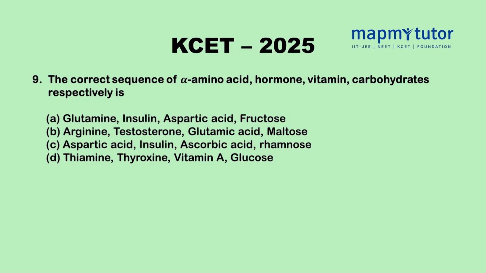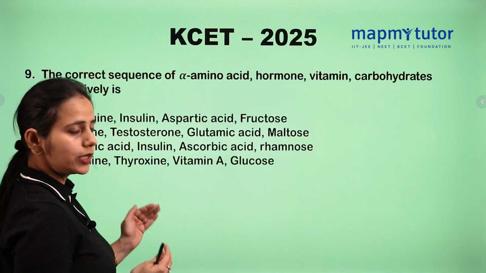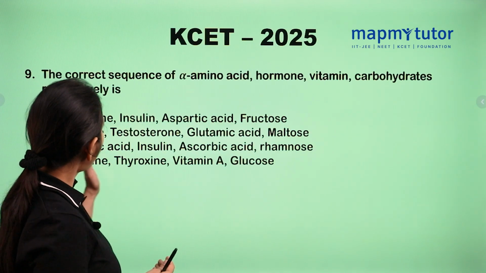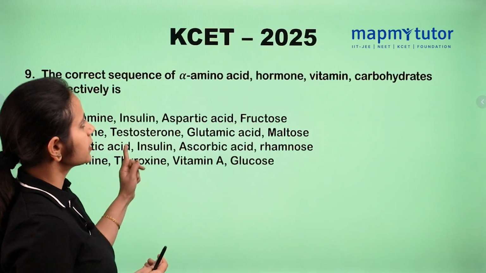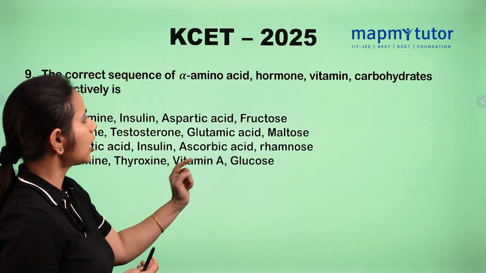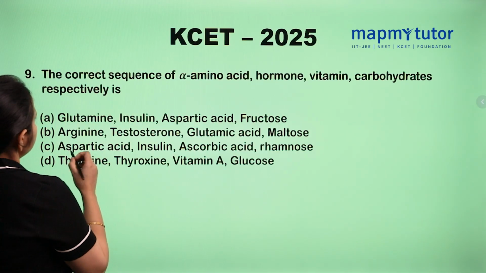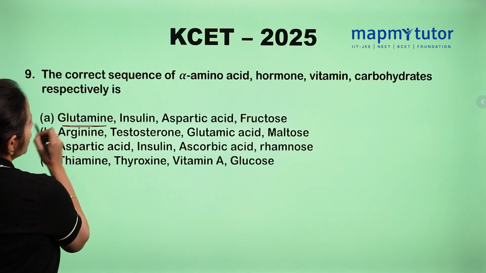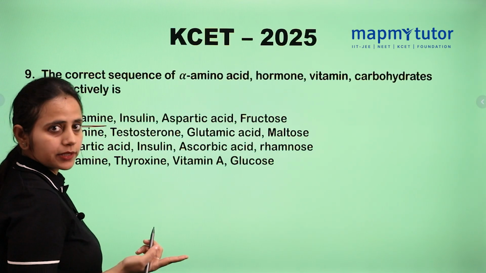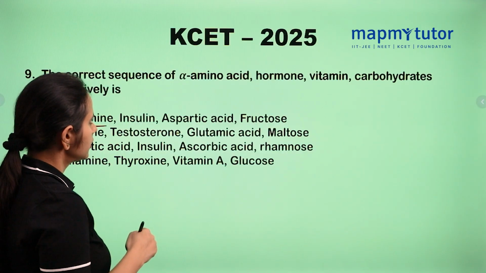The correct sequence of alpha amino acid, hormone, vitamin, carbohydrates respectively is. From the options we need to tell that in order. First should be alpha amino acid, then hormone, then vitamin and then carbohydrates. Let's see, first glutamine. Glutamine is an alpha amino acid, that we all know.